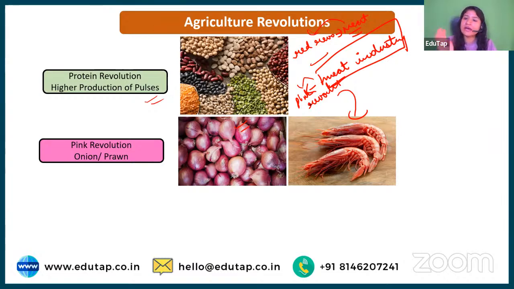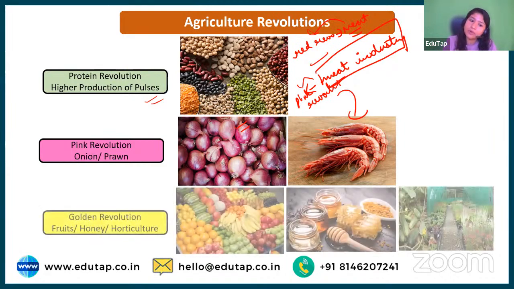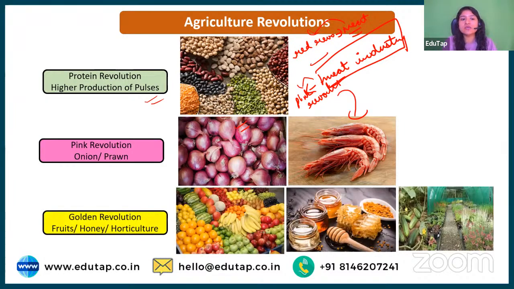Yes, processing of meat comes under pink revolution and the production of meat comes under the red revolution. ठीक है, इसके अलावा what else we have understood? Pink revolution is also associated with onion. It is also associated with prawn. ठीक है. Now next comes the golden revolution.